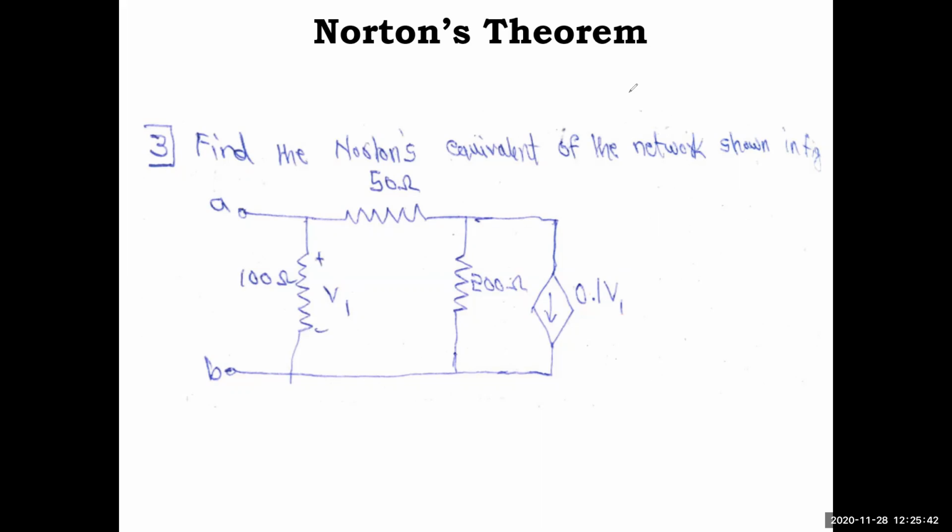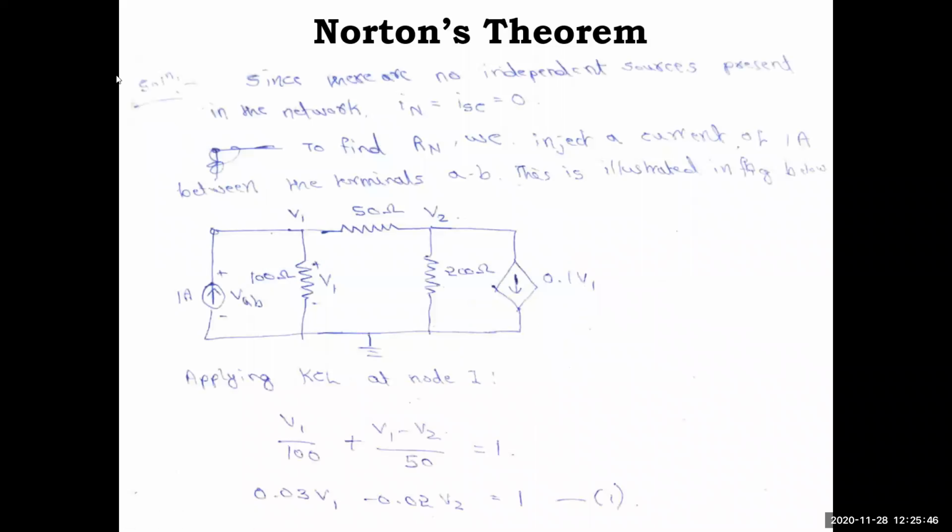Note down this question. Since there are no independent sources present in the network, our Norton's current ISC is equal to 0, which means it is an open circuit. You don't have the current source part at all. But to find Rn, we inject a current of 1 amp between the terminals AB. This is as shown. So these are the terminals AB.